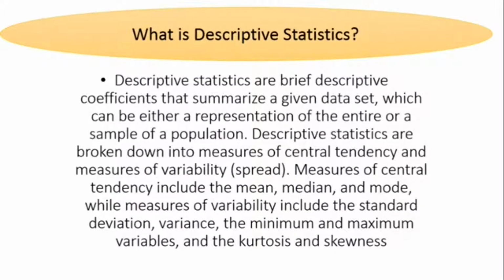So the question that you are asking yourself right now may be, what is descriptive statistics? The simple answer is that descriptive statistics are brief descriptive coefficients that summarize a given data set, which can be either a representation of an entire population or a sample of a population. It can be broken down into measures of central tendency and measures of volatility, which are related to the spread of your sample. Measures of central tendency include the mean, median, and mode, while measures of volatility include the standard deviation, variance, the minimum and maximum values, and the kurtosis and skewness of the sample.